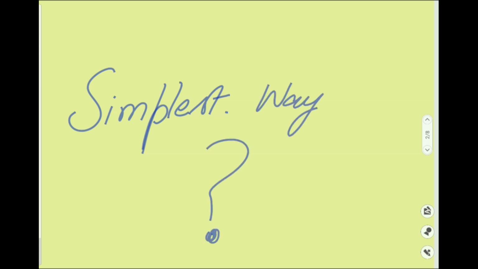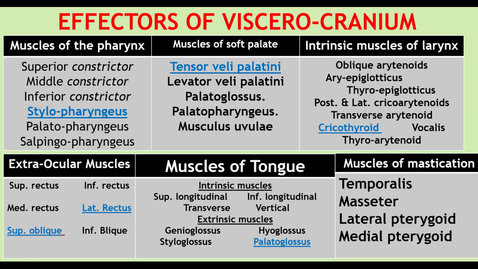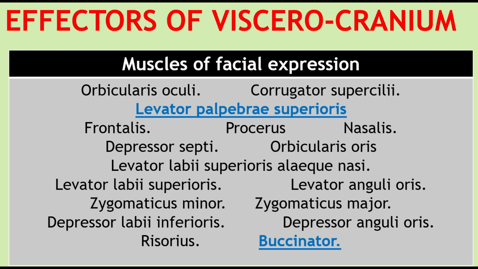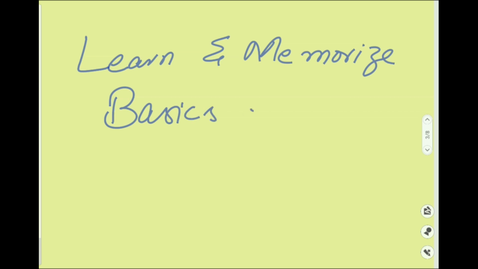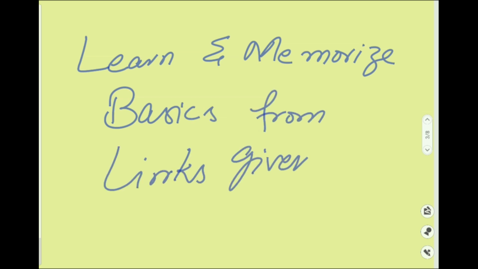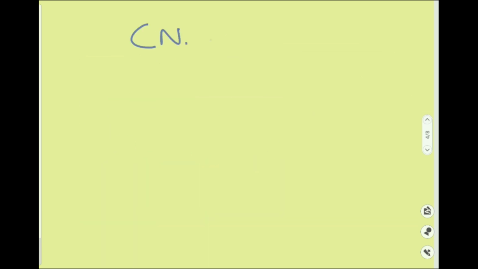What is the simplest way for this difficult task? First, note down these muscles of different groups from viscerocranium. The muscles in blue color are the odd ones and will follow rules of exception. Try to learn and memorize the basis from links given below, and then things will be very easy for you.